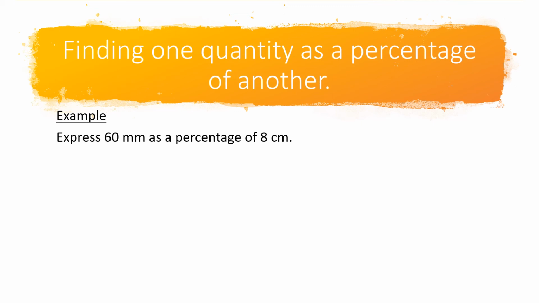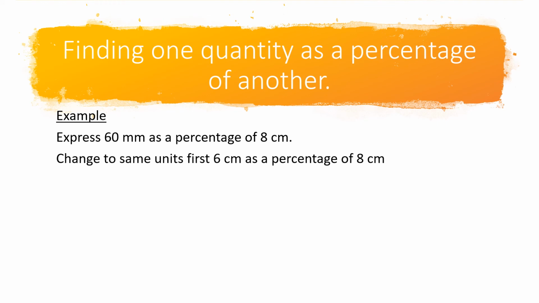And we'll have a look at another example. Express 60 millimeters as a percentage of 8 centimeters. So first we check if we have the same units, and we don't. One is in millimeters and one is in centimeters. So first we have to change it so that we have 6 centimeters as a percentage of 8 centimeters, because 60 millimeters is 6 centimeters.